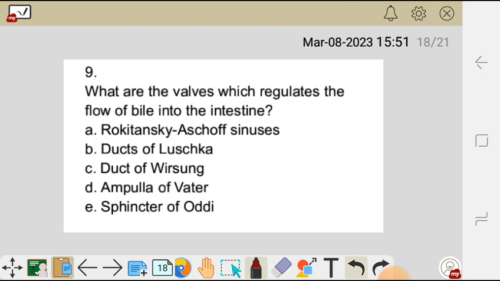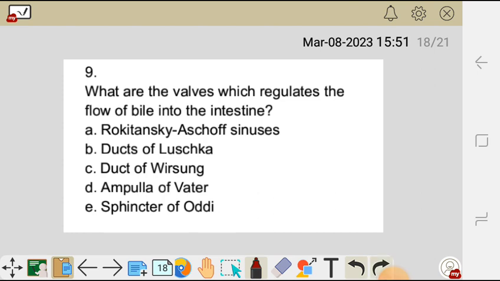Question 9. What are the valves which regulate the flow of bile into the intestine? A, the Rokitansky arch of sinuses. B, ducts of Luschka. C, the duct of Wirsung. D, ampulla of Vater. E, the sphincter of Oddi. So what are the valves which regulate the flow of bile into the intestine? The flow of bile is regulated by the sphincter of Oddi.